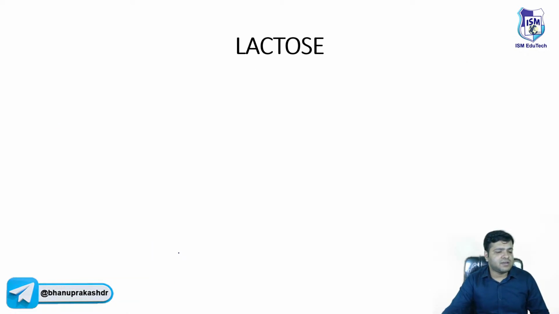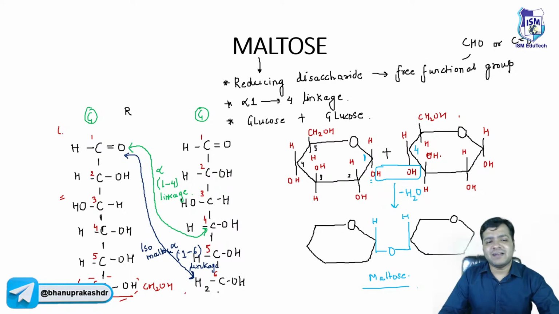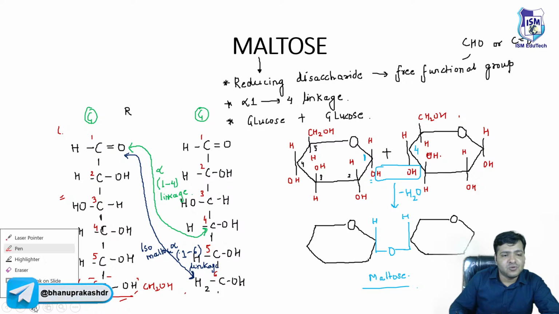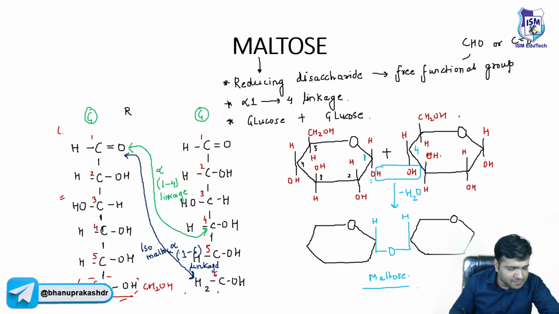Now coming on to the next structure, that is lactose. Lactose. Now beta, why beta? Okay, why is maltose a reducing disaccharide? We have not come to this point. Yes, can anyone tell me the free functional group, it is present in which glucose? The first glucose or the second glucose? I want this answer in the chat box. The free functional group, it is present in which glucose? First or second?